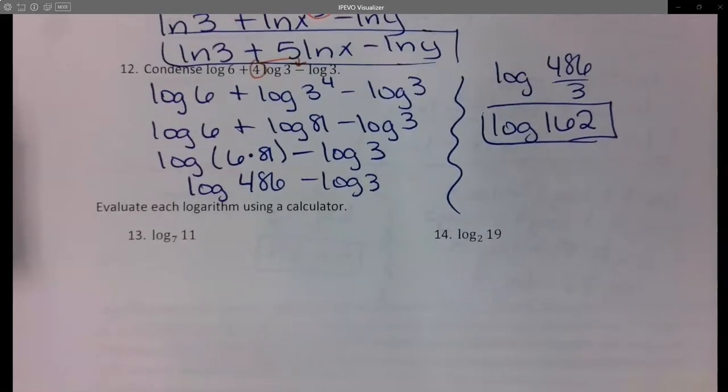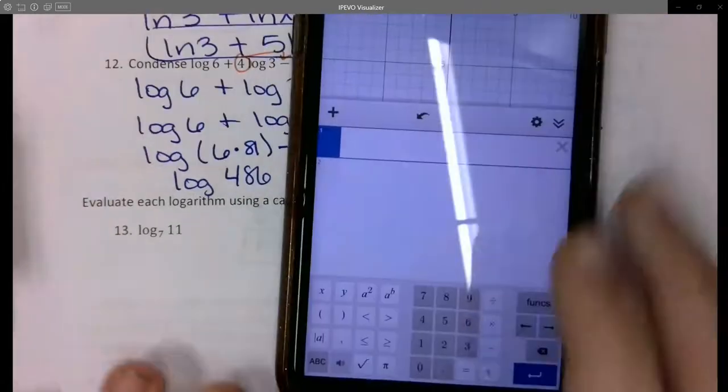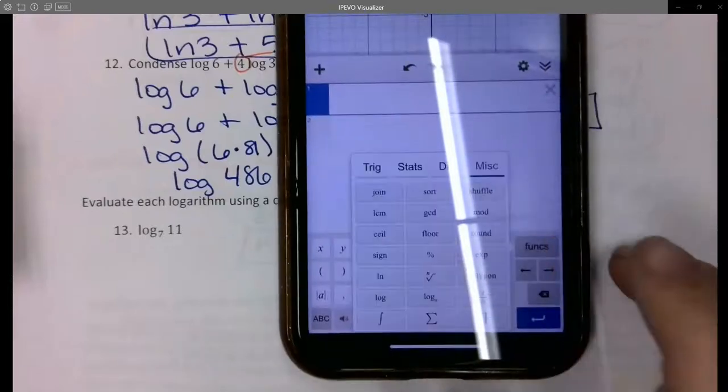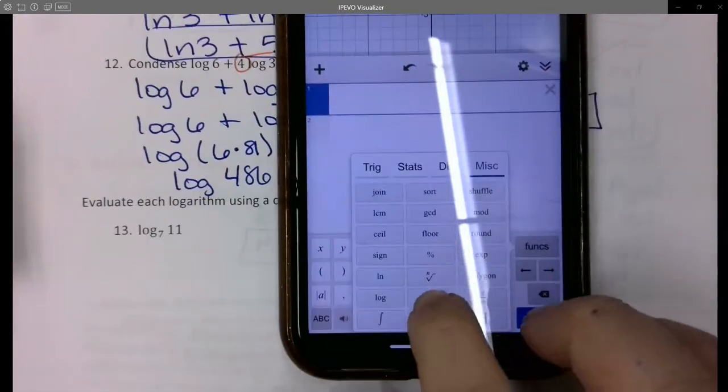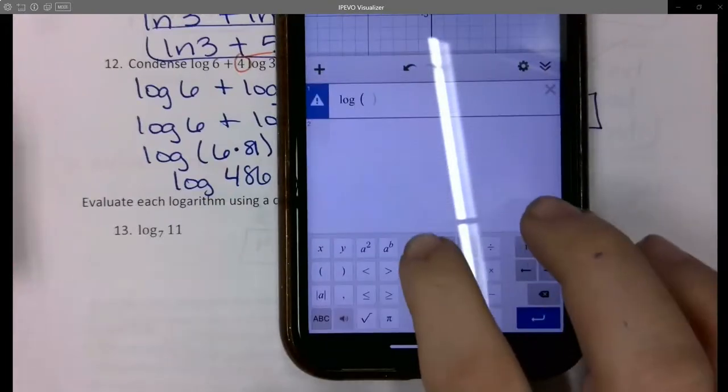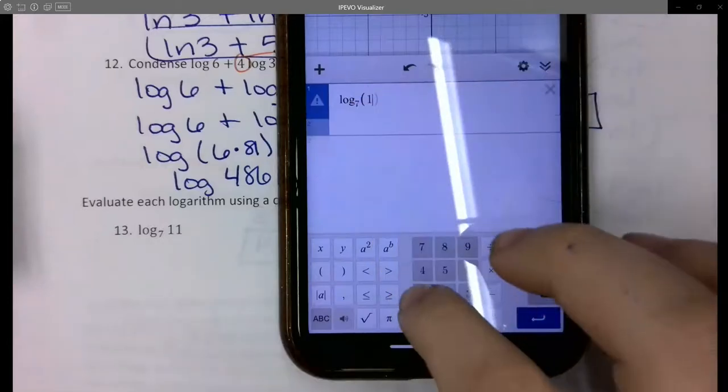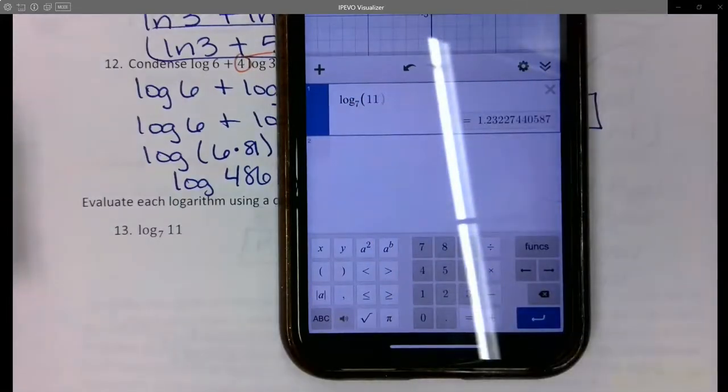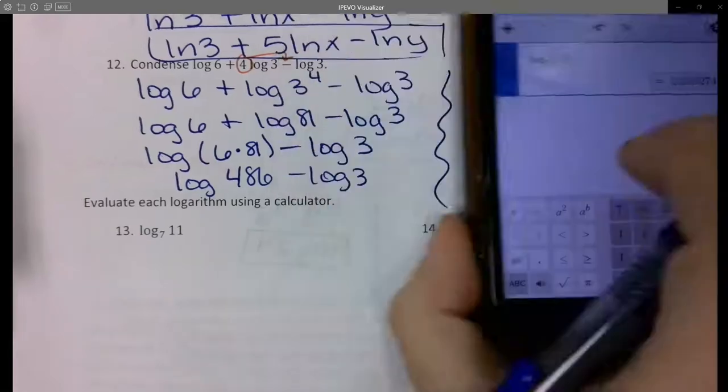Okay. Numbers 13 and 14 want me to use a calculator, so I'll show you this on my phone. So this one, I would go to functions. I could go to the log little a. I'd type in 7 down below and 11 up, which I'm going to go out to 4 decimal places again, which would be 1.2323.